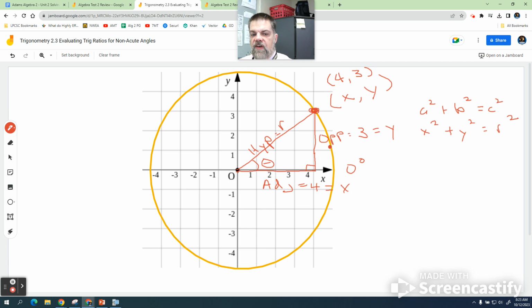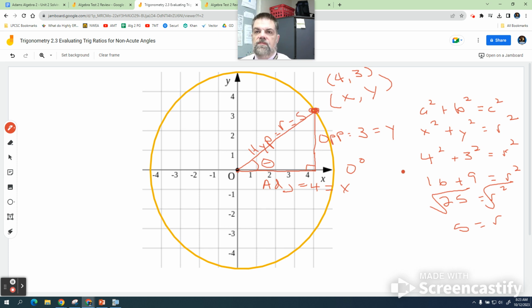Well, then if I crank through the math, I'm going to get 4 squared plus 3 squared equals r squared. And you guys probably know this already. This is going to be 16 plus 9 equals r squared, so it's going to be 25 equals r squared. When you take the square root of both sides, you get 5 equals r. So those are the numbers, and that's the relationship between them.